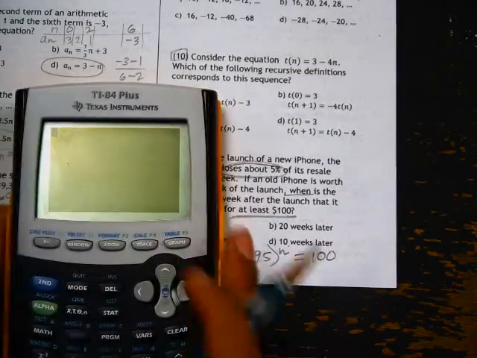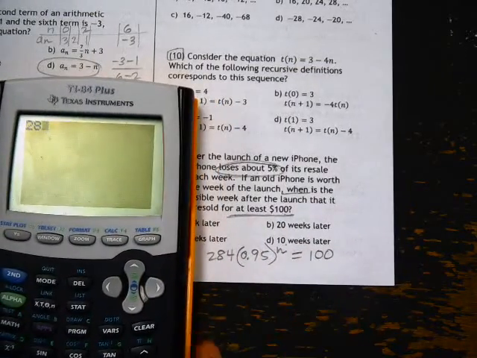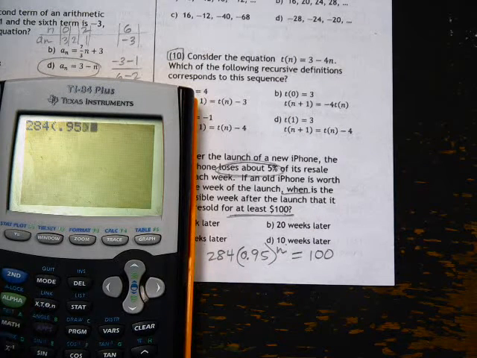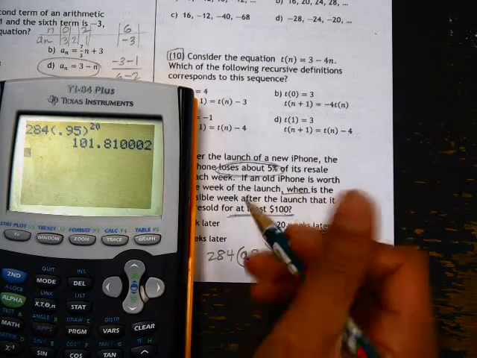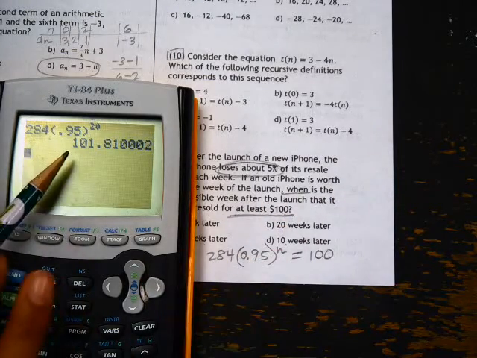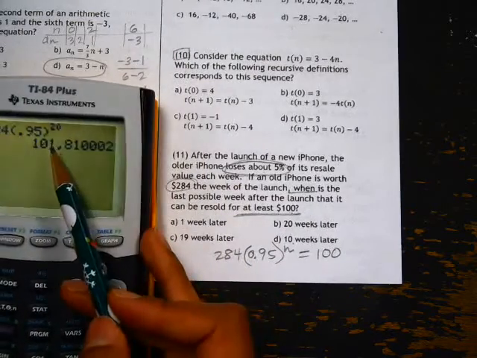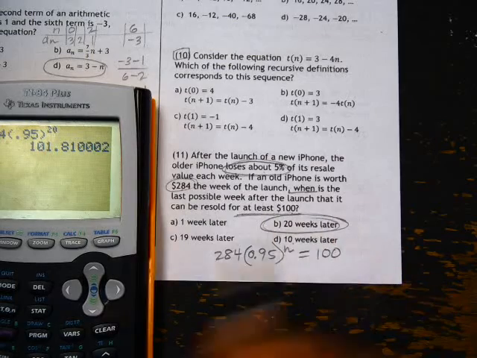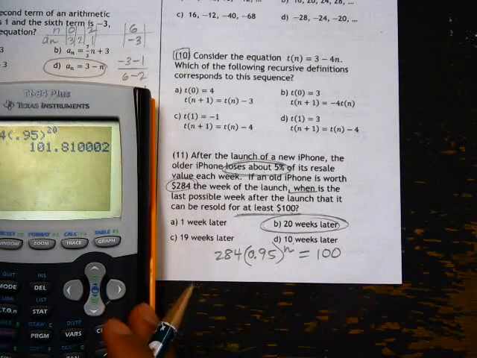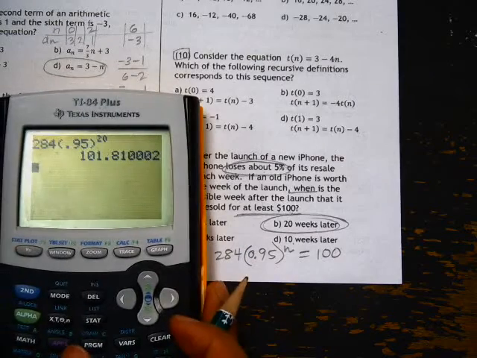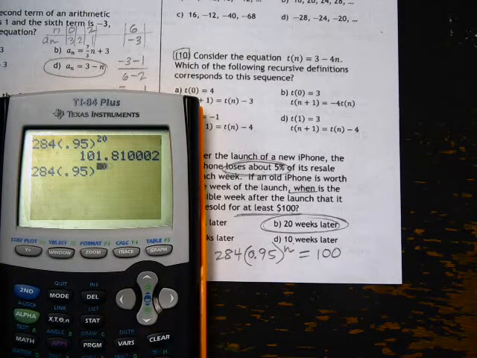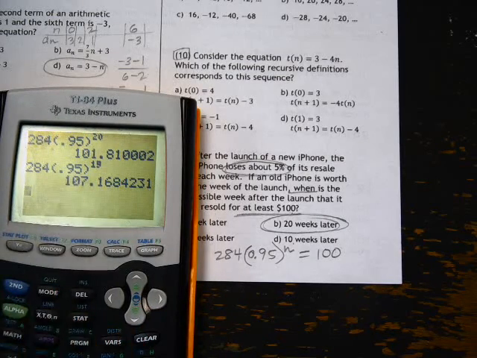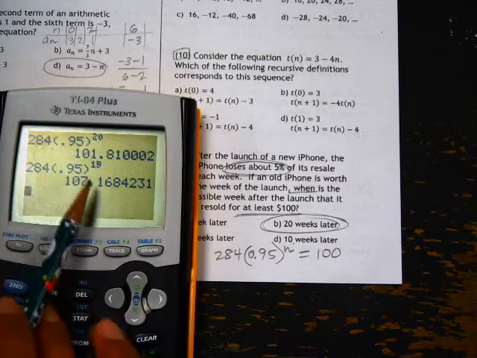So if you keep guessing, so do the next guess, 284, I'm going to guess 20 weeks. Okay, it was worth $101. So since it says at least $100, the phone is still worth $101 at week 20. That's the last possible week we can sell it for that much. You can always check 19 weeks to make sure. So 19 weeks later, it's still worth $107. So we know this is the last possible week, not this one.